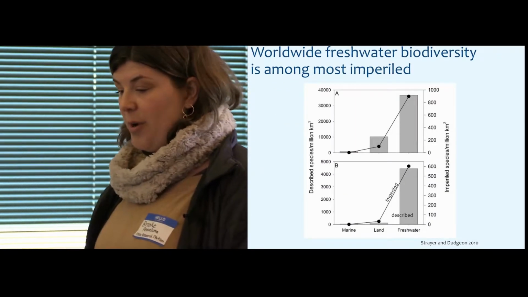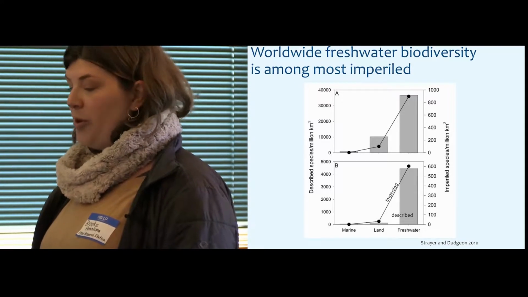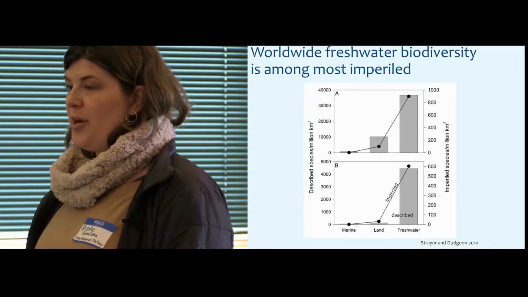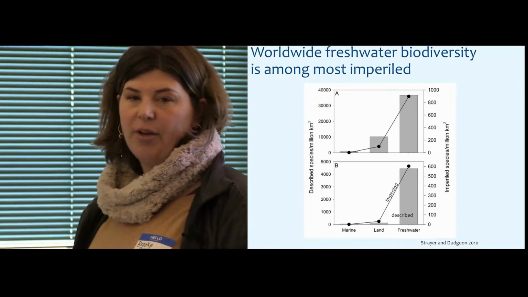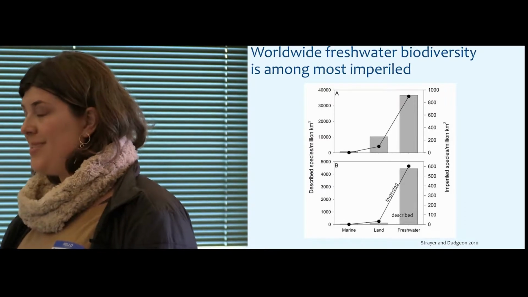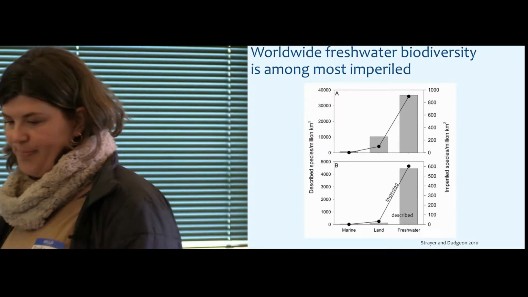Worldwide, the biodiversity in our freshwater systems is among the most imperiled. Essentially, when you compare our freshwater environments to our terrestrial and our marine ecosystems, we have the highest number of listed species, so those that are sensitive, threatened, or endangered.